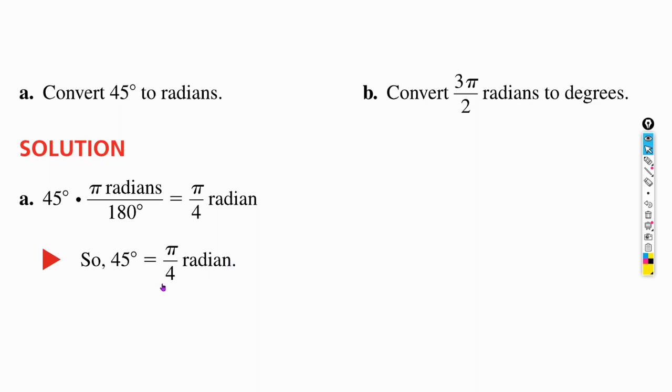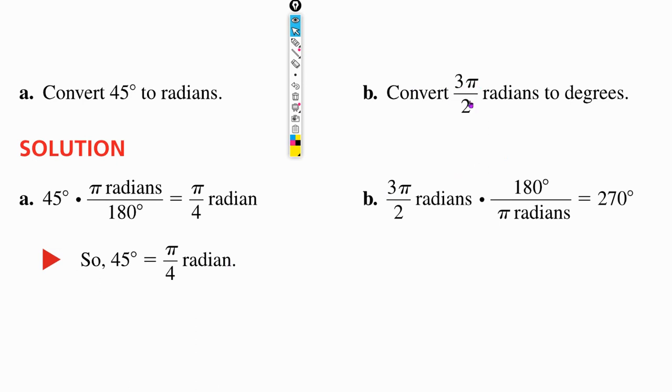Okay, so that's the actual answer right there. This one here, we're going to do basically the opposite. So we have 3 pi over 2 radians, and we multiply it by 180 divided by pi. Okay, and we would get 270 degrees.